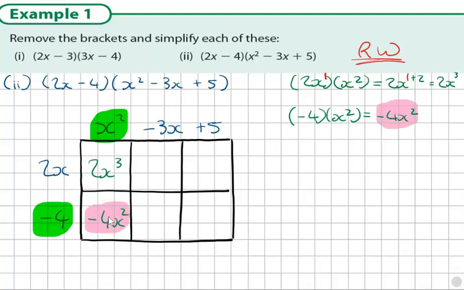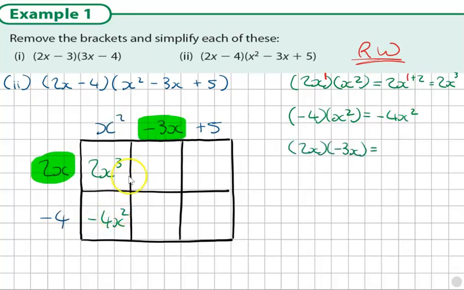Then we choose another 2 terms to multiply. I'm going to go with minus 3x and 2x. So 2x multiplied by minus 3x. The x's are really to the power of 1. And remember, when we're multiplying powers with the same base, we add the powers. And 1 plus 1 makes 2. So we get minus 6x squared. Be careful here, do not forget the minus. And that goes into this box.